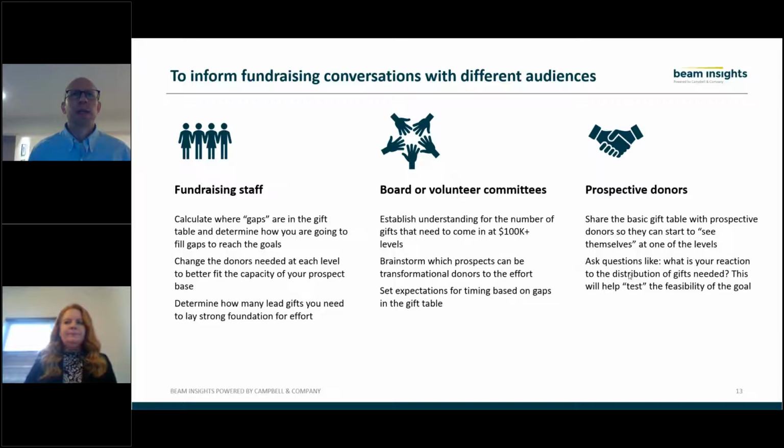As you're sitting here thinking about gift tables, I would ask you to consider how you've been leveraging gift tables in your everyday work. Certainly anybody who's on this call, who's involved in fundraising, is pursuing or involved in pursuing a goal in some way, shape, or form. And we really strongly encourage you to use gift tables to plan and track your success towards achieving those goals.